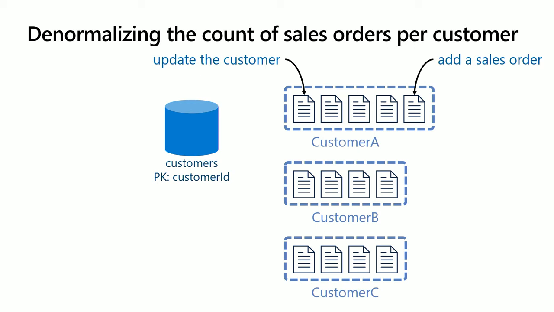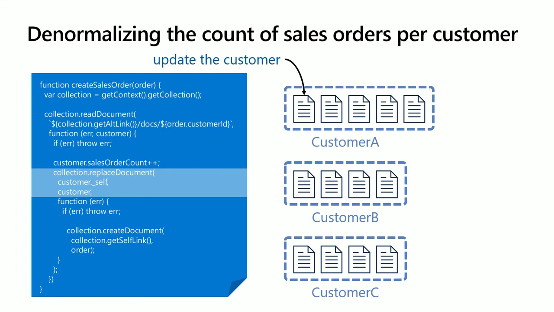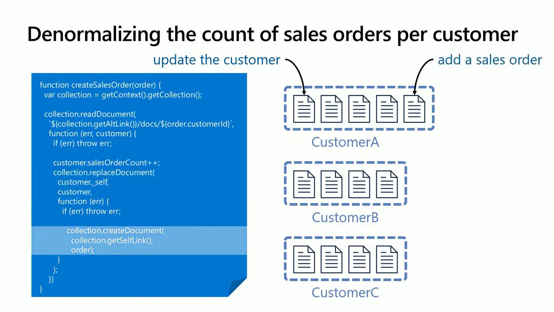So one stored procedure can update everything that's contained in one logical partition, and it's going to do that update transactionally, which is very important for us here. So in my case, instead of just creating a new document when I'm adding a new sales order, I'm going to pass that document to my stored procedure. So I'm taking the new order as a parameter. What the stored procedure is going to do first is read the customer. Then it's going to increment the sales order count, that new property that we have added. It's going to replace the customer.